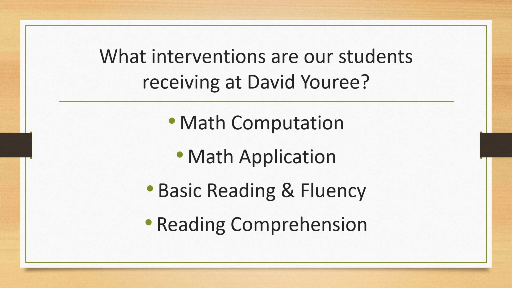So there are 4 different types of intervention that your child can receive. In math, it's either computation or application. In reading, it's going to be basic reading, fluency, and reading comprehension. We have reading comprehension both on the Tier 2 and Tier 3 level.